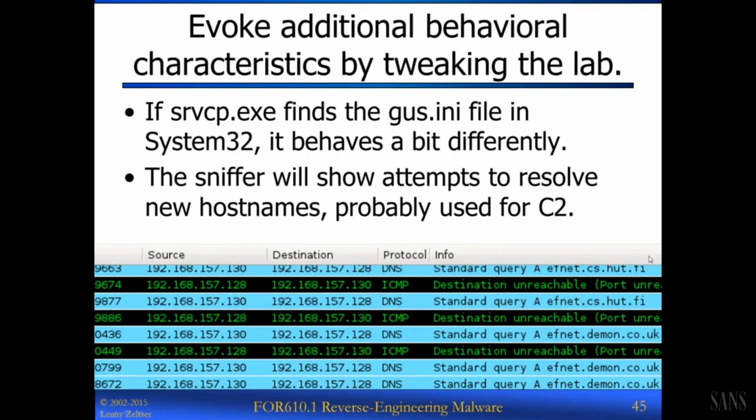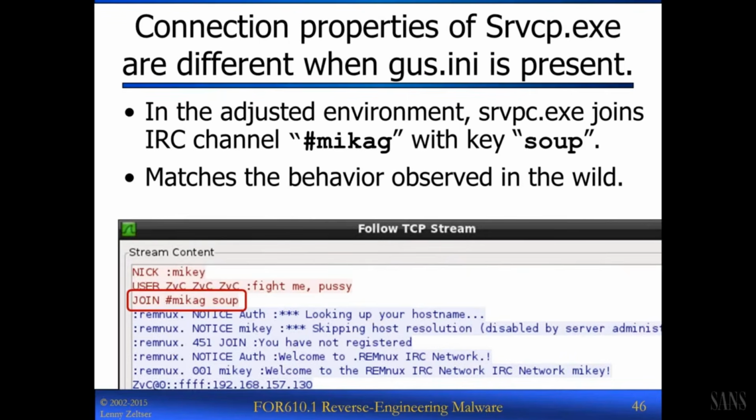All right, so like I said, we placed these files in System32 because the admin indicated to us that's where these did reside. We then performed our test again, and we noticed that it actually joined this MicroG soup channel, right? And so now our observations fall more in line with what our admin saw, and that was the goal here, right? So we now match the behavior observed in the wild.